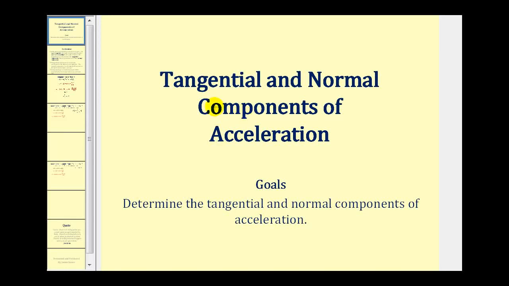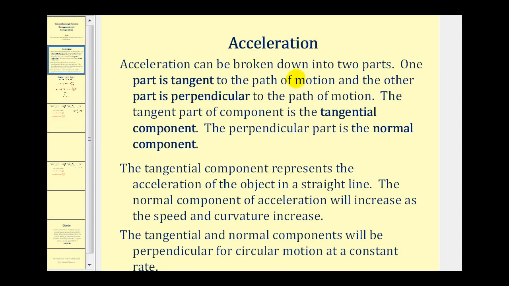Welcome to a lesson on the tangential and normal components of acceleration. Acceleration can be broken down into two parts. One part is tangent to the path of motion, and the other is perpendicular to the path of motion. The tangent part or component is called the tangential component, and the perpendicular part is the normal component.